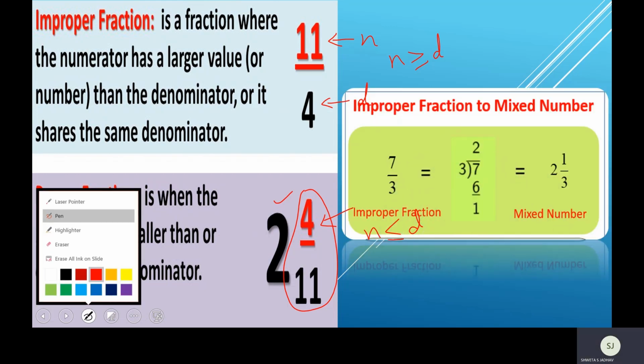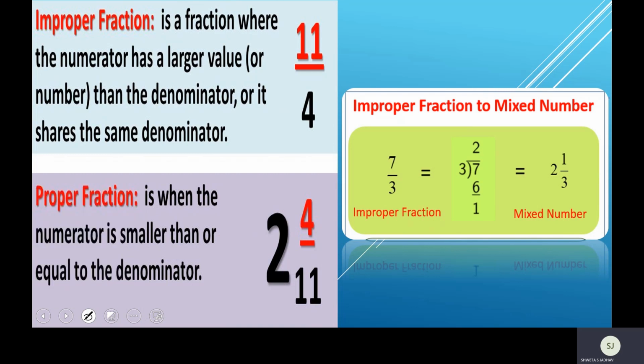Now here, how can we convert improper fraction to mixed fraction? Now we know that improper fraction will be having numerator greater than or equal to denominator. Now how can we convert this improper fraction into mixed fraction?